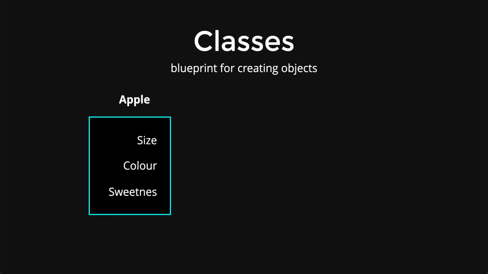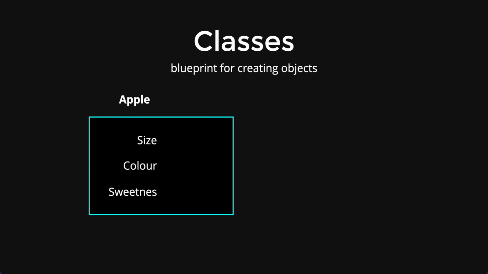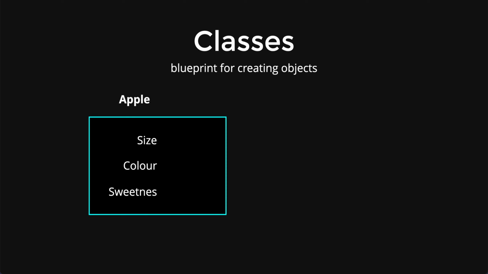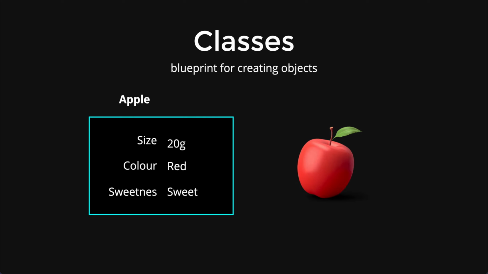Basically we can just put in the size, which is for example 13 grams, the color yellow, and the sweetness sour, and this will produce an apple object that will look something like this. How about we create another apple where the size is 20 grams, the color is red, and the sweetness is sweet, and this will create an apple object that will look something like this. So this is essentially what classes are.